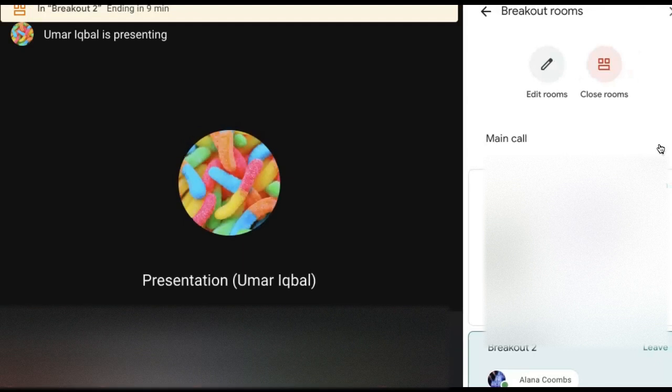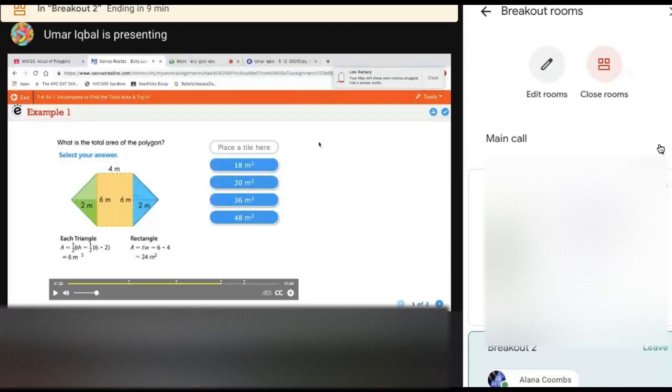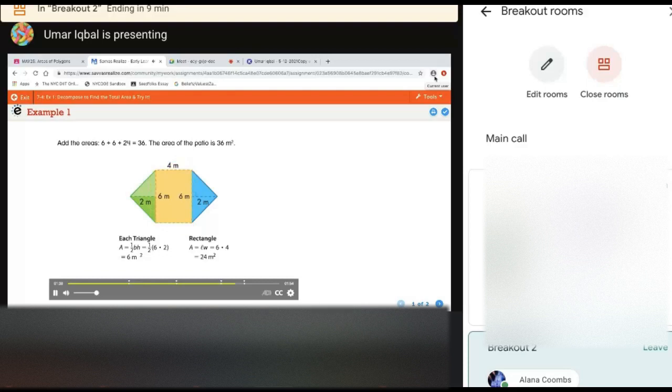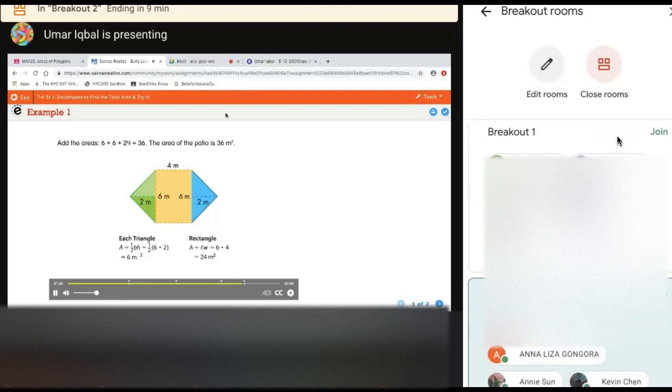So this group is trying to watch the video that we have. Omar is my leader for the group, and later on Alana will be the one to share. Add the areas: 6 plus 6 plus 24 equals 36. The area of the patio is 36 square meters.